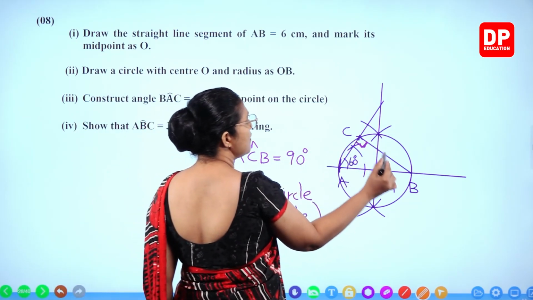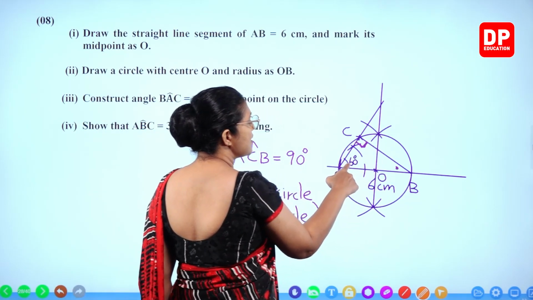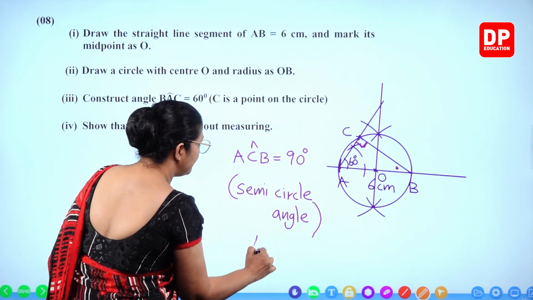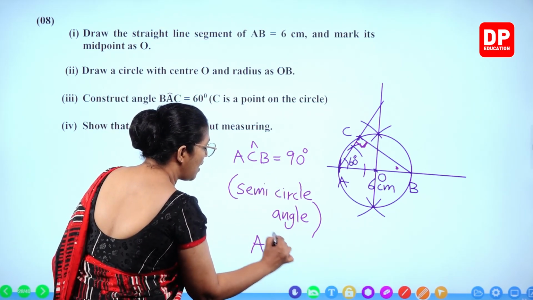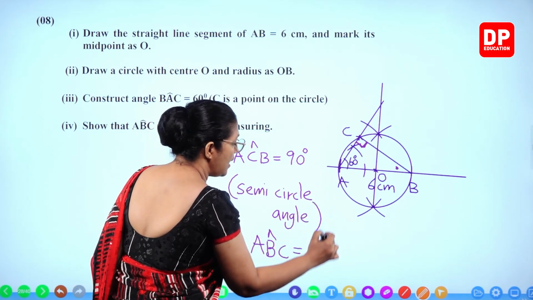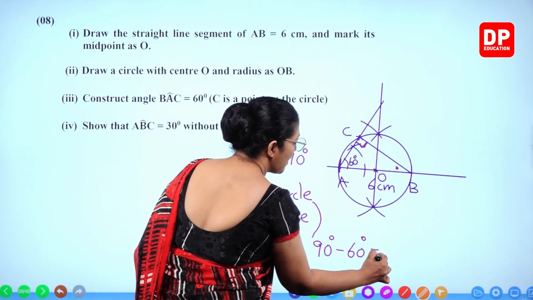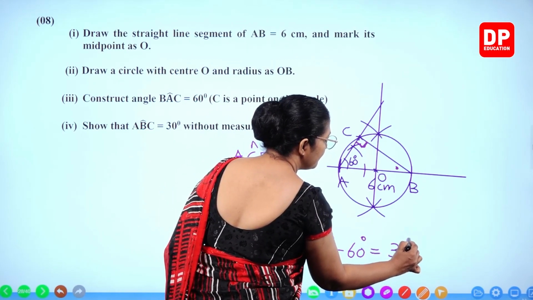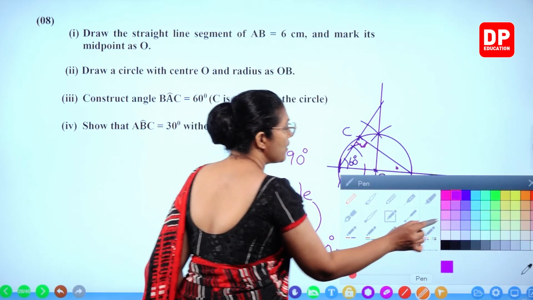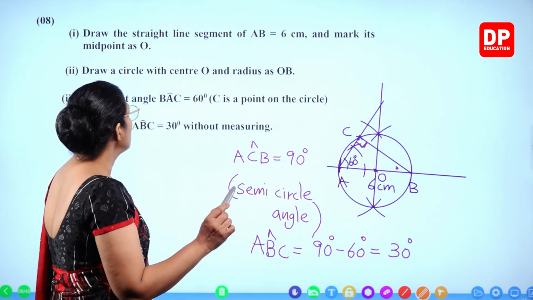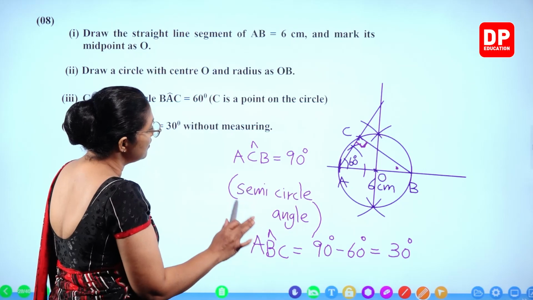If this is 90, what is this angle? This is 60. So ABC angle becomes 90 minus 60, so that becomes 30. So you have to do without measuring that one. So those are all the parts.